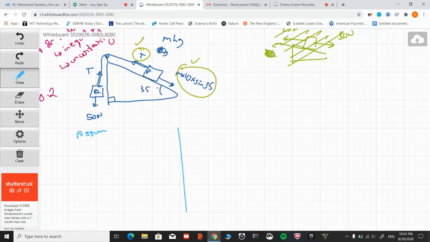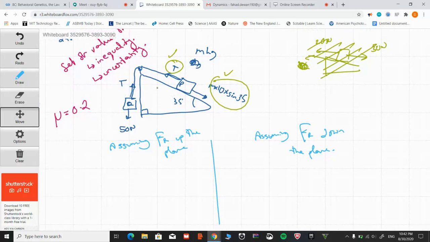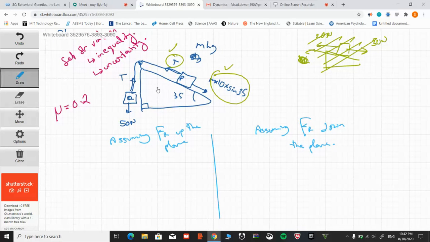Assuming friction up the plane, I will do the math once, and assuming friction down the plane, I will do the math once, down the plane once, okay? Okay, so let's assume friction is up the plane, this friction. So let's form a few equations here.